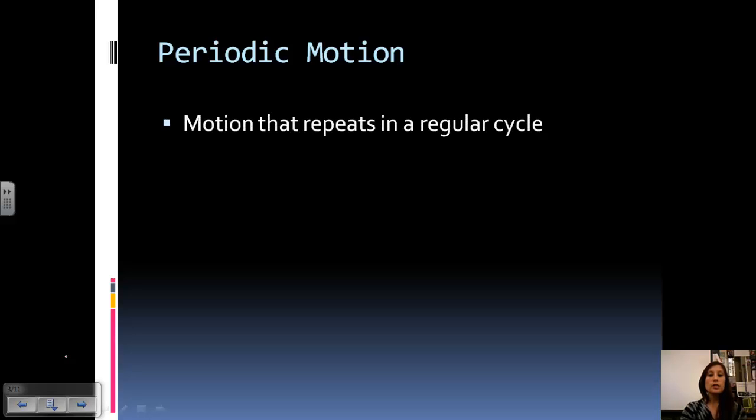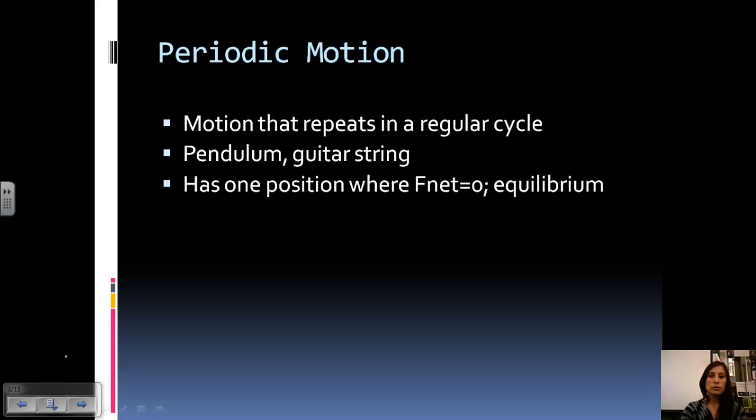So periodic motion is motion that repeats in a regular cycle. An example of this would be a pendulum or a guitar string, something that will go back and forth at a regular pace. Usually things that have periodic motion have one position where the F net is 0, and this would be when it's at equilibrium.